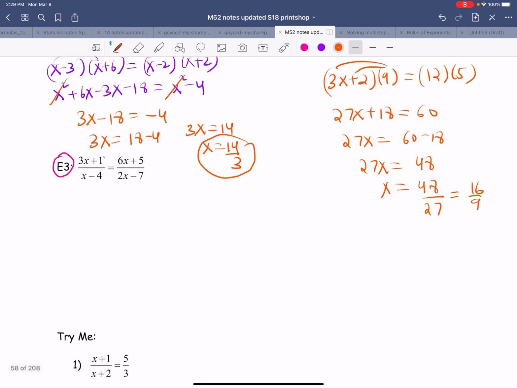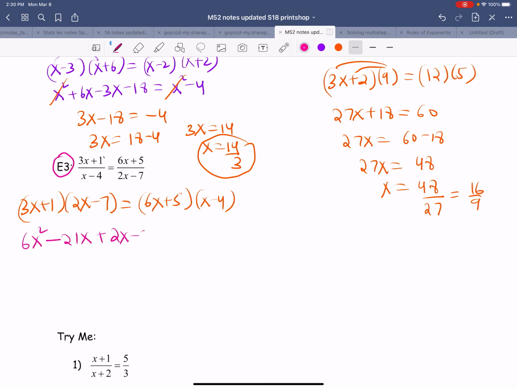All right, next example, example number 3. Again, we're going to be doing cross multiplication and then foiling. 3x plus 1 times 2x minus 7 equals 6x plus 5 times x minus 4. Let's go ahead and foil. That's going to give me 6x squared minus 21x plus 2x minus 7 equals 6x squared minus 24x plus 5x minus 20. Let's go ahead and cancel. 6x squared is gone from both sides. So I'm left with negative 19x minus 7 equals negative 19x minus 20.